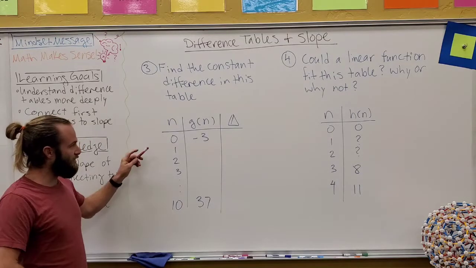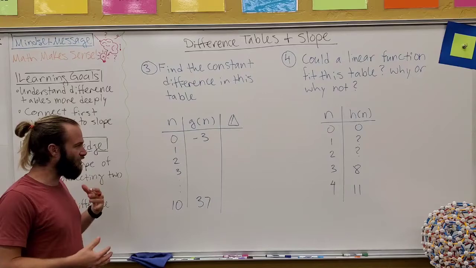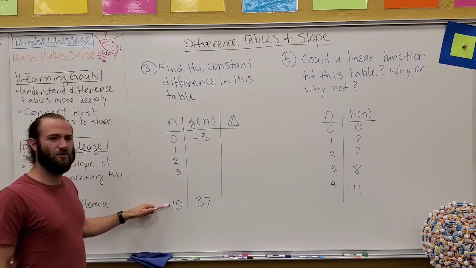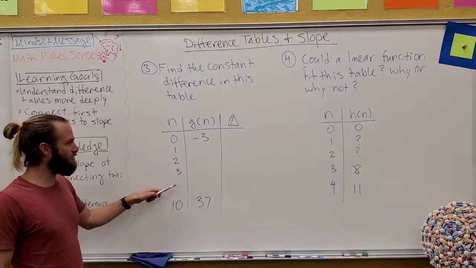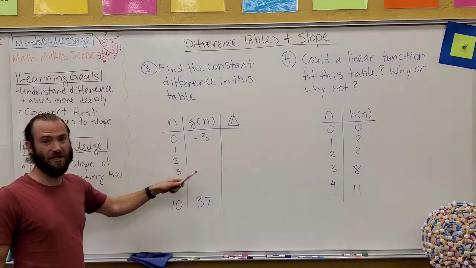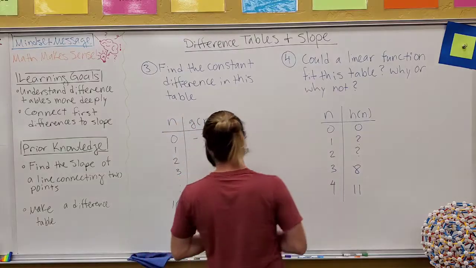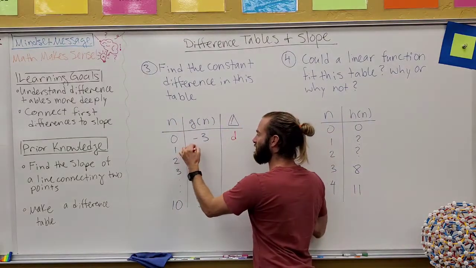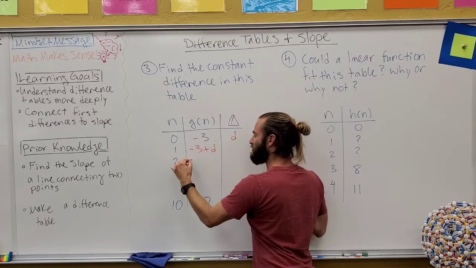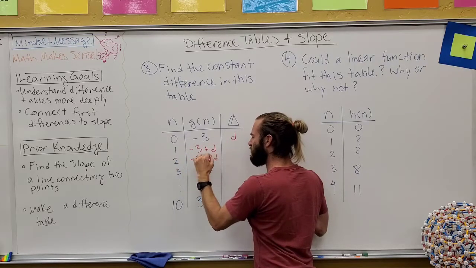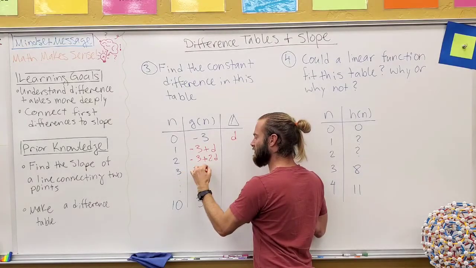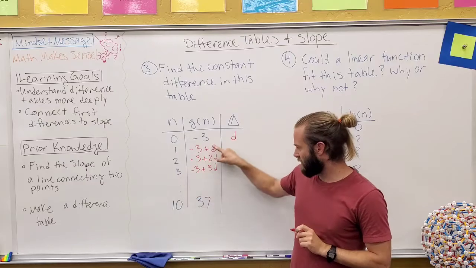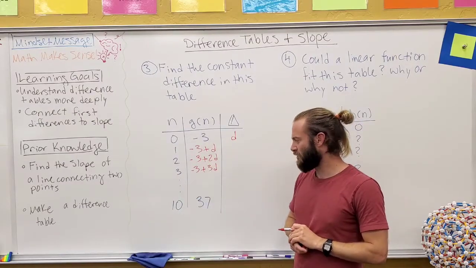This one's interesting because there are ways we could figure this out without that method, but there are quite a few inputs and outputs missing in between. So it's going to be really helpful to think about this. We can see, if we call this d again, then this is negative 3 plus d, this is negative 3 plus 2d, negative 3 plus 3d, right? And notice the correlation between this input and how many d's we've added.